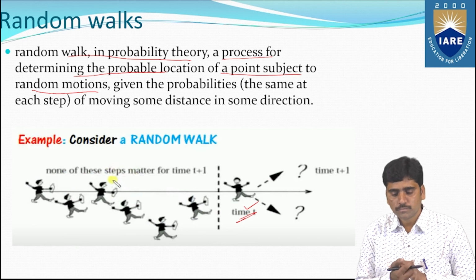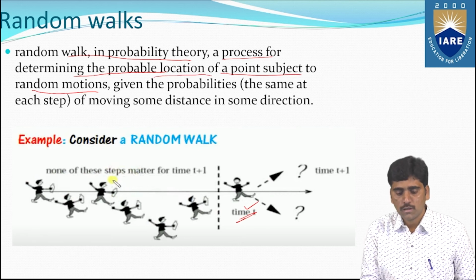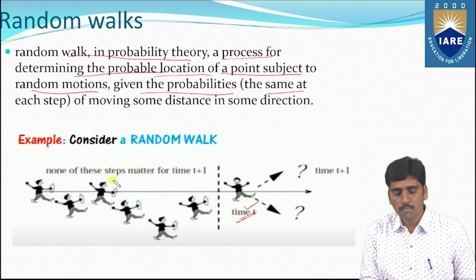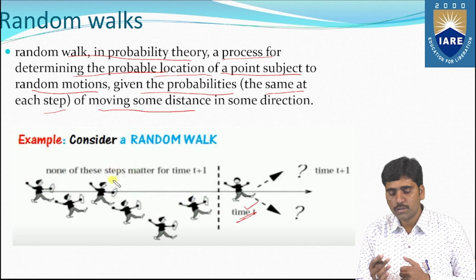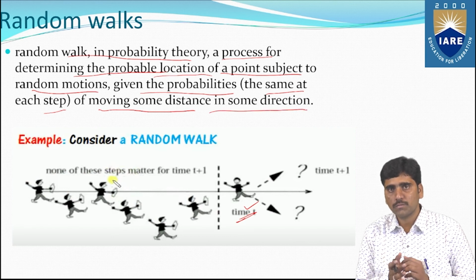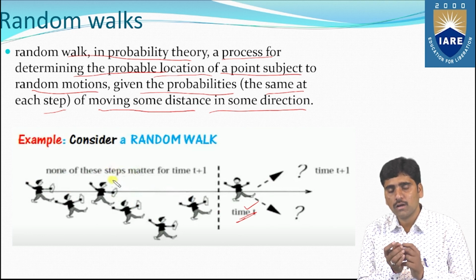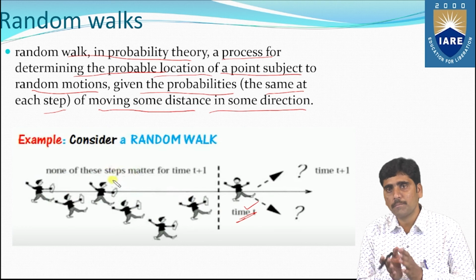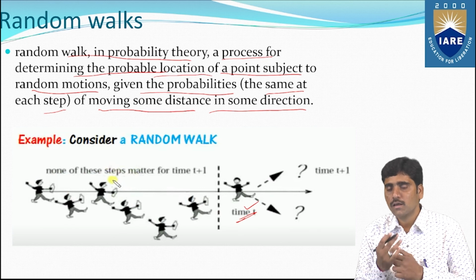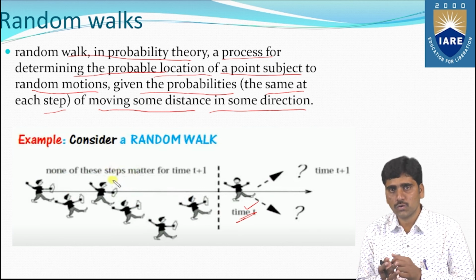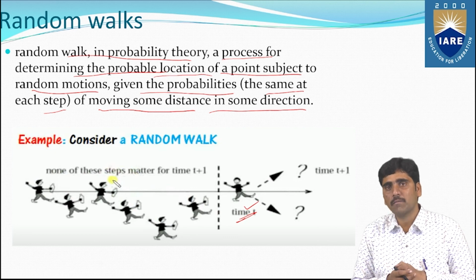So see here, the probabilistic location of the point subject to the random motions, given the probabilities are the same at each step of moving some distance in some direction. That means a value is drawn from the sample space, and it is going to take the movement either to the left side or the right side or straight, whatever it may be. So consider the random movements from the random process; that is nothing but a random walk.